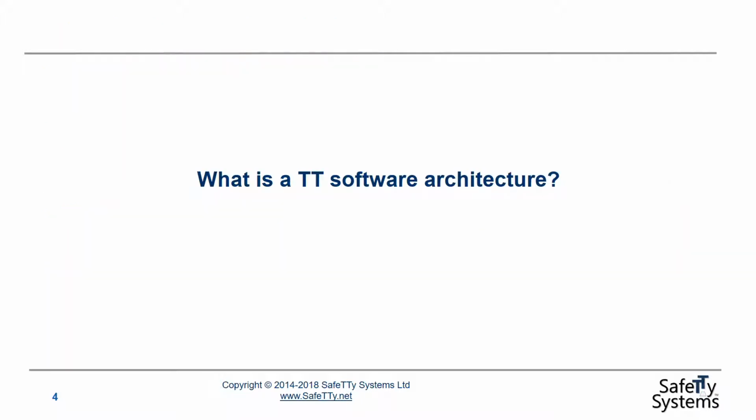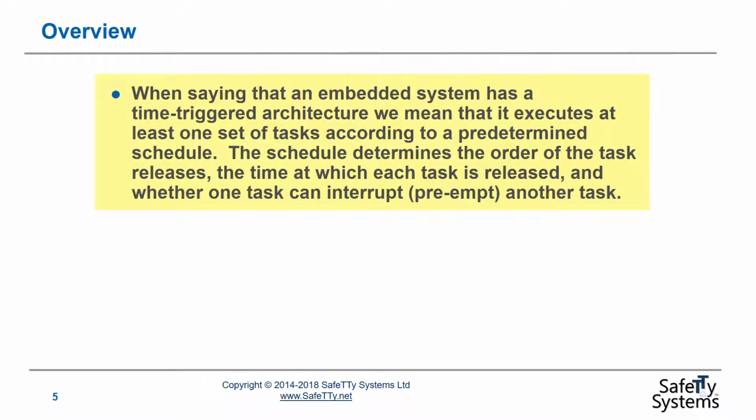So let's begin at the beginning. What is a TT software architecture? This is the definition that we're going to use in this video. When saying that an embedded system has a time-triggered architecture, we mean that it executes at least one set of tasks according to a predetermined schedule. The schedule determines the order of the task releases, the time at which each task is released, and whether one task can interrupt or preempt another task.